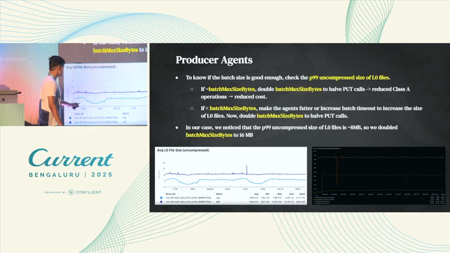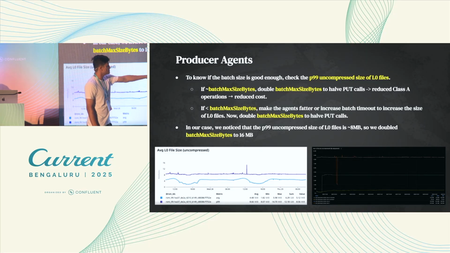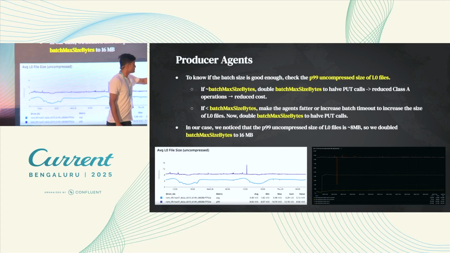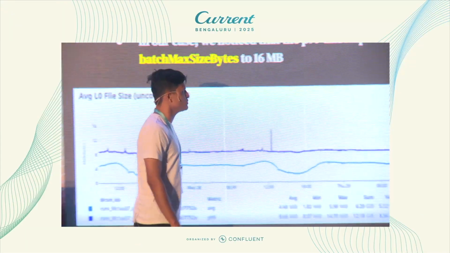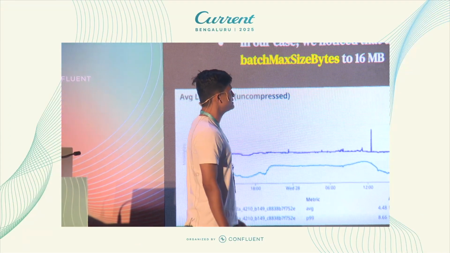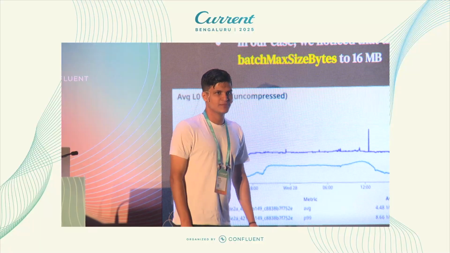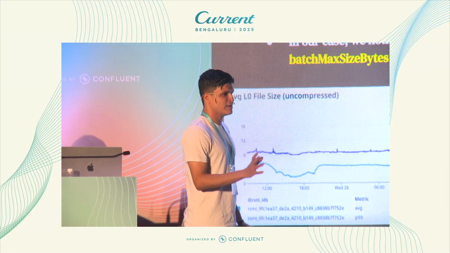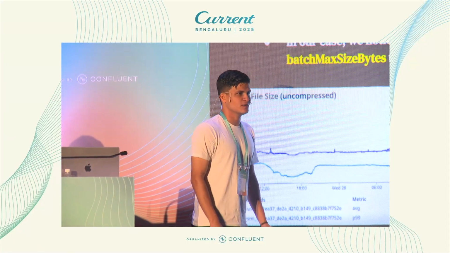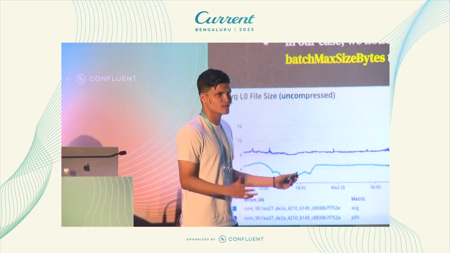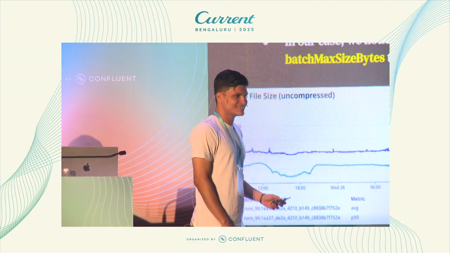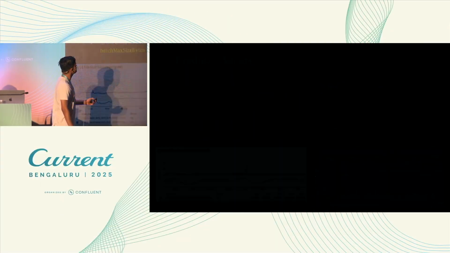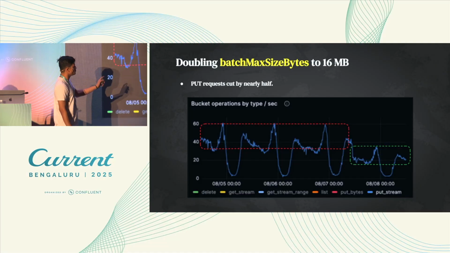As you can see here, the P99 is 8. And same here, you can see that the uncompressed file size is around 8 MB. So this is when we decided to go to 16 MB. At that time, 8 MB was the maximum. After that, I think 16. I don't know what the maximum is now, but it should be somewhere around here. So yeah, this is what we noticed.